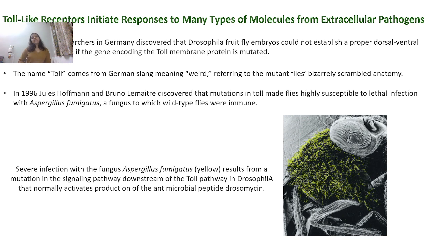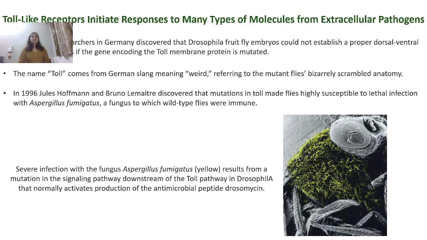But however, in 1996, Jules Hoffman and Bruno Lemaitre discovered that whenever there is a mutation in this toll gene, these flies are very much susceptible to lethal infection with Aspergillus fumigatus, which is a fungus to which wild type flies were immune. So wild type flies were immune to this kind of fungus, but whenever there is a mutation in the toll, these mutant flies were very much susceptible to infection by Aspergillus fumigatus.